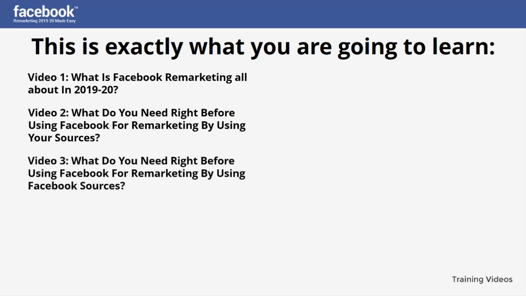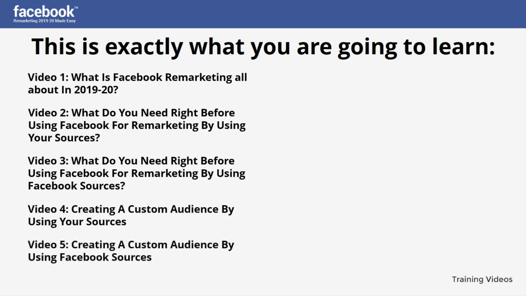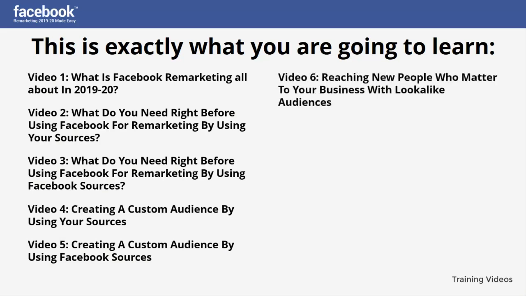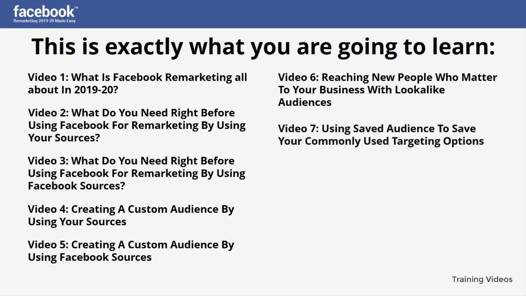Video number 3. What do you need right before using Facebook for remarketing by using Facebook sources? Video number 4. Creating a custom audience by using your sources. Video number 5. Creating a custom audience by using Facebook sources. Video number 6. Reaching new people who matter to your business with lookalike audiences. Video number 7. Using saved audience to save your commonly used targeting options.